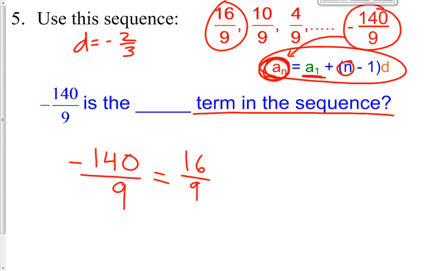16/9 plus n minus 1. That is what I do not know. I do not know what n is. I don't know how many terms there are in this sequence, multiplied by the common difference, which is a negative 2/3.